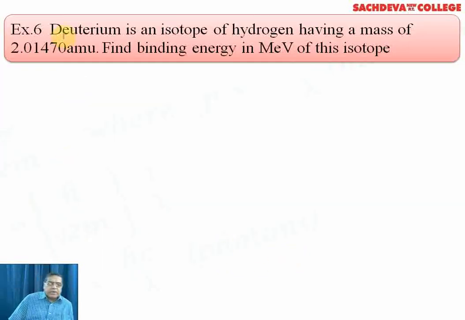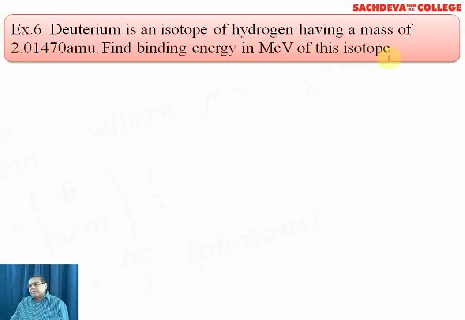The sixth example: deuterium is an isotope of hydrogen, that is 1H2, and its mass is 2.01470 AMU. Basically, deuterium is made up of one proton and one neutron. And when we take the exact masses of proton and neutron, for proton it is 1.007825, and for neutron it is 1.008665. So here deuterium is an isotope of hydrogen with a mass of 2.0147 AMU. Find the binding energy in million electron volt.